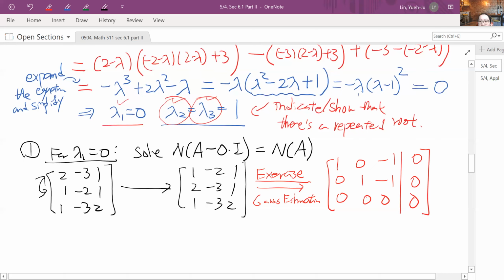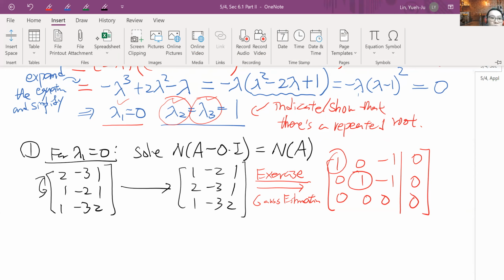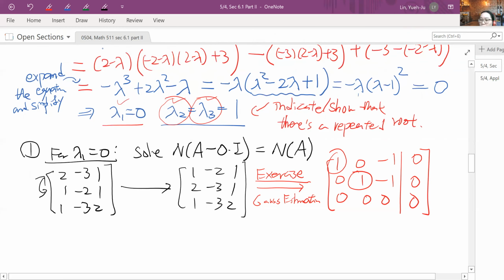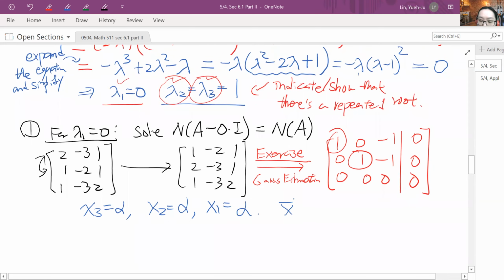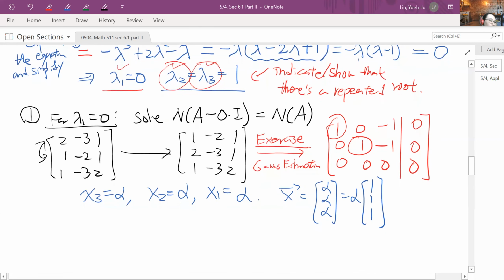Okay, so I'm going to leave you to do that. But the upshot is now we do have two pivots here, right? So let me solve this. x3 will be alpha and x2 will be alpha, and x1 will be x3, that's alpha. Maybe not so interesting. So x would be alpha, alpha, alpha. So I have 1, 1, 1 as my basis.